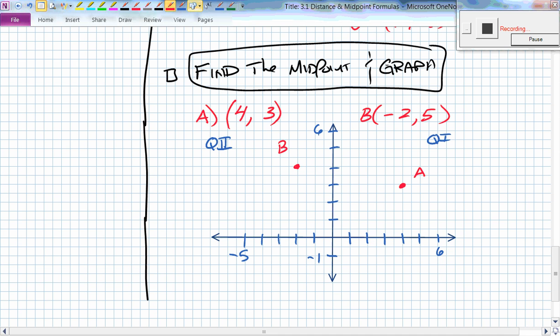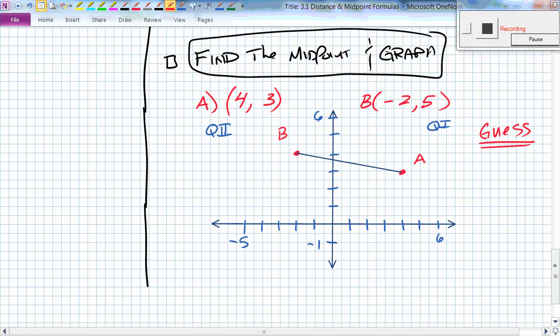Once you got all that down, I want you to take your ruler and draw a nice line segment from B to A. What we're going to do is guess where we think the location of the midpoint is. Now remember, when you take a guess, you're giving me a coordinate.